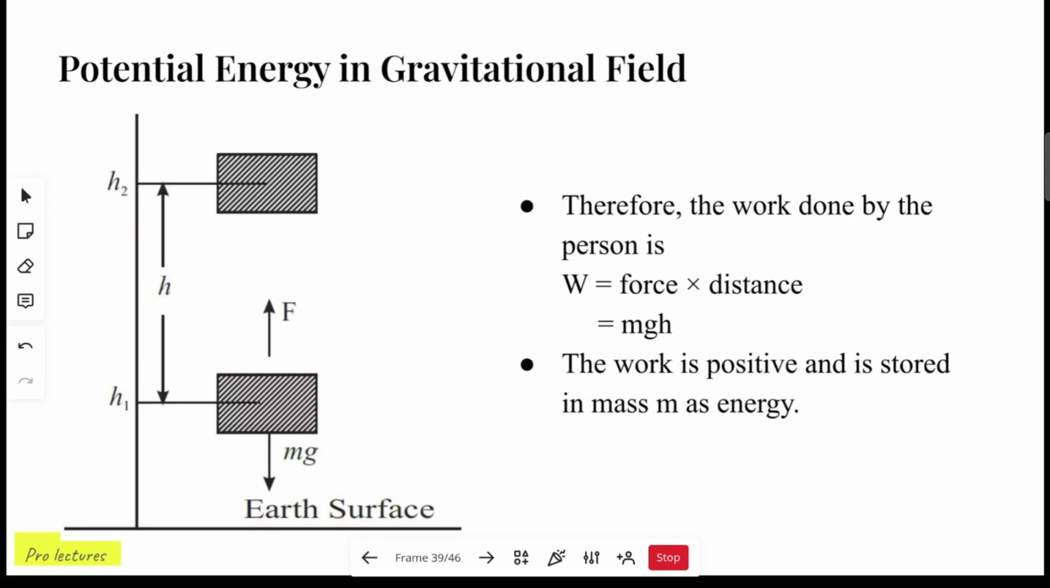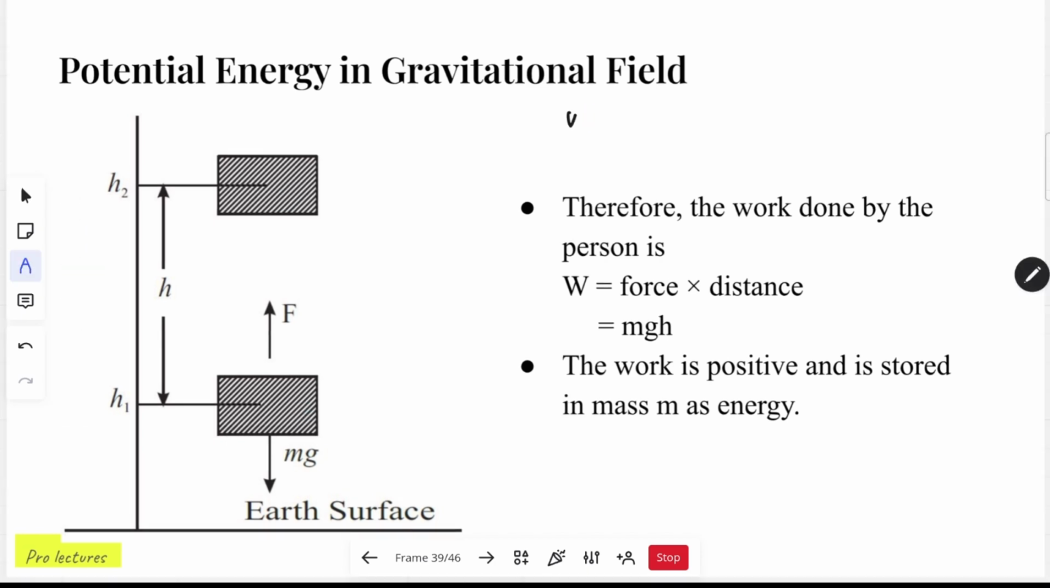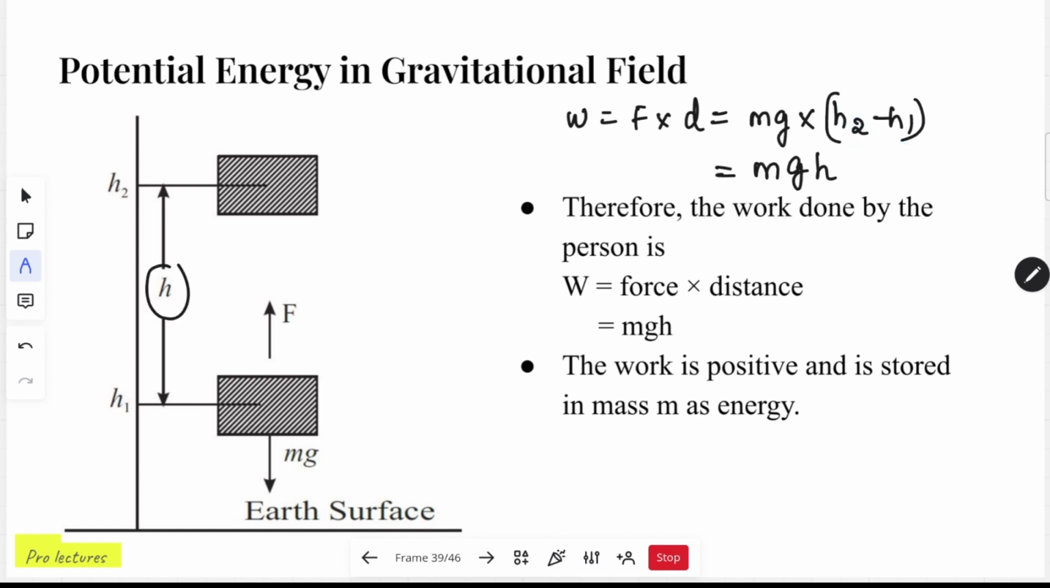Then the work done by this person in lifting is force into distance. Force is mg, and distance is h2 minus h1, which we have named h. The direction of force and the direction of displacement are the same, so work is positive, and it is stored in the mass m as energy.